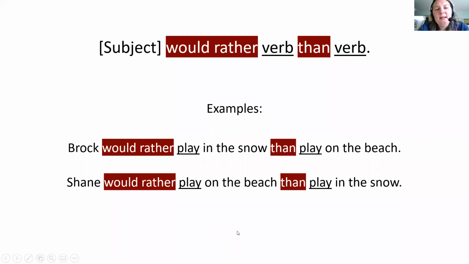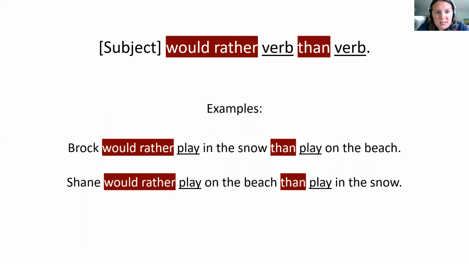All right, you might be curious as to how we go ahead and construct an answer with the modal would rather. So here are some things you need to keep in mind. Whenever we construct our answers with would rather, you start with your subject, then you put in would rather, then you put in verb number one, the verb you pick, then verb number two, the choice you didn't pick. Here are two examples. Brock would rather play in the snow than play on the beach. Shane would rather play on the beach than play in the snow.